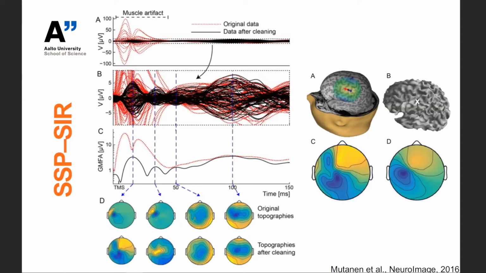Here is some example data from the original publication. You can see the red data is the artifactual data before the SSP-SIR, and the black ones are the activity after the cleaning. This first row shows the original topographies, and the bottom row shows the topographies after the removal. Oftentimes it's difficult to get the ground truth, like how can you trust whether the cleaning has been successful? At least in this case, what we did was look at the stimulation location from the navigation.